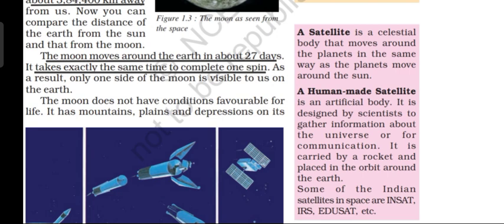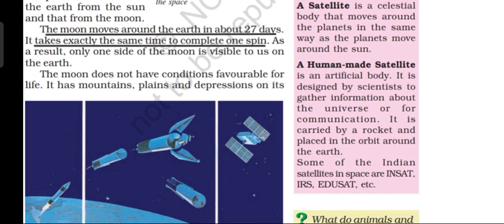Then next is a human-made satellite. The definition of a human-made satellite is that it is an artificial body. It is designed by scientists to gather information about the universe or for communication. It is carried by a rocket and placed in orbit around the earth. An example of a human-made satellite is INSAT, IRS and EduSat.